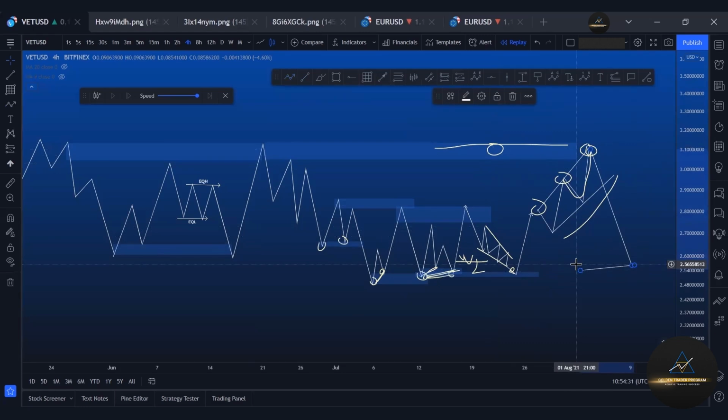The same way that we update the patterns and the trend lines, we also update the bank levels, we update the imbalances, the liquidity pools, even the equal highs and the equal lows. Everything always needs to be updated. Always, always, always.